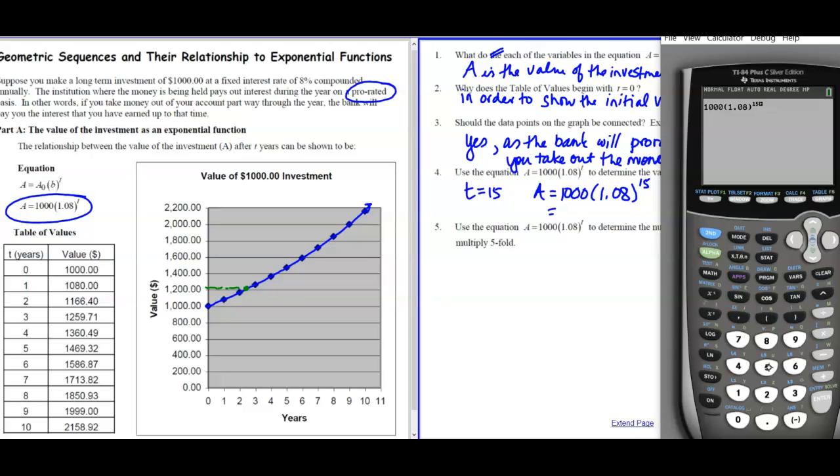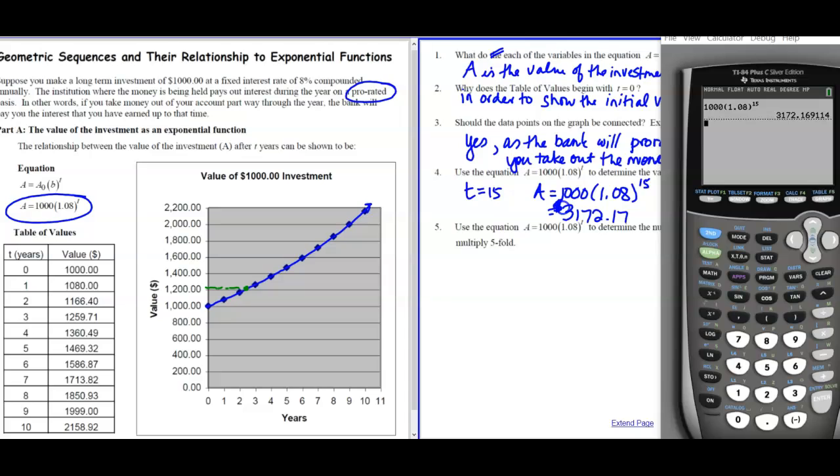If you wanted to graph it, then you would find the point where T, or X, is 15. But we don't need to graph it. And we round to the nearest cent. There's the dollar symbol. So take a look at that. You invested $1,000, and after 15 years now it's $3,172.70, and you've made $2,170.17. Okay. Kind of a rule of thumb or a way of remembering.